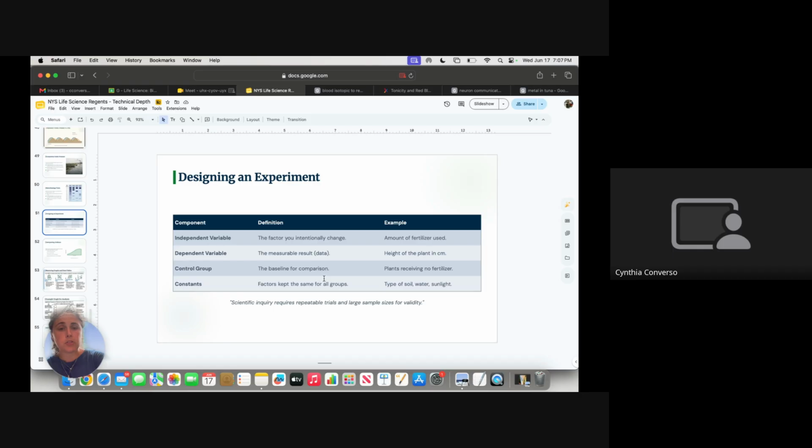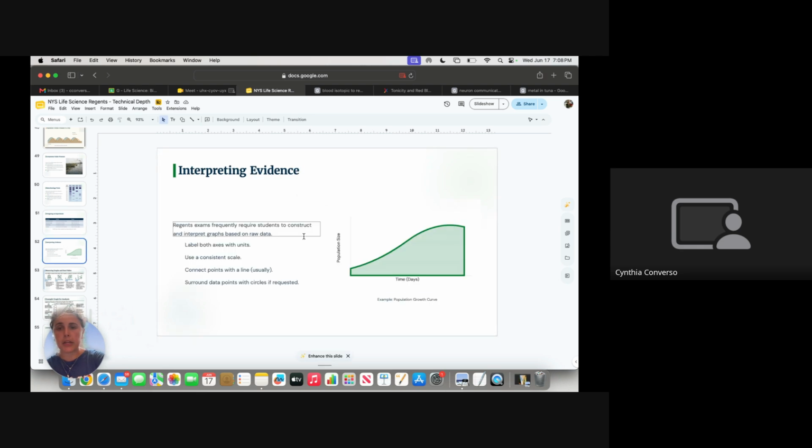Control group is your comparison, right? So you're going to use either no fertilizer or like Miracle Grow, where you know how it works, as your control. It's this baseline, and then everything else is being kept constant. All right, so all the other factors for all of the groups have to be kept constant. All right, so base of soil, water, sunlight, stuff like that has to be kept constant. Right.